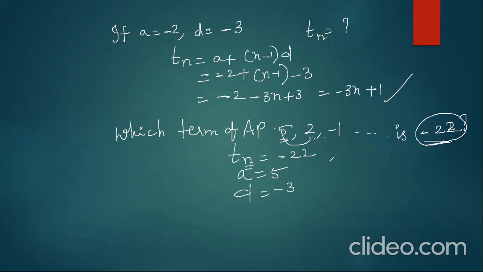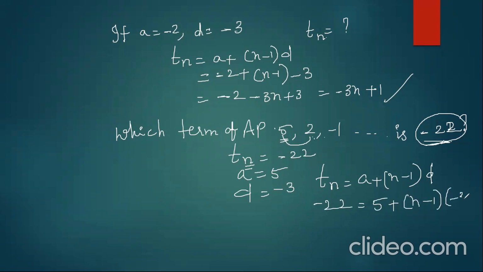Let us calculate first. Tn is equal to A plus (n minus 1) into D. Tn is already given, right? So -22 is equal to A, which is 5, plus (n minus 1) times D, which is -3. Calculate. So -22 is equal to 5 plus... with -3 I am multiplying, so I am writing directly -3n, and minus into minus is plus 3. What do we get now?